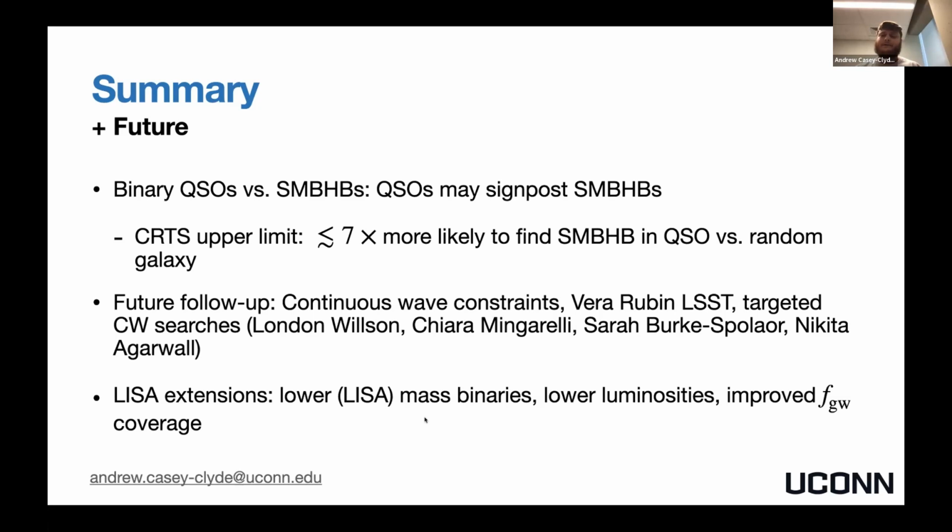The other things that we're excited about for future directions for this kind of work would actually be in LISA, looking at lower mass binaries and lower luminosities in tandem with Vera-Rubin LSST, as well as just the improved coverage of frequency here. As I mentioned towards the beginning, we need nearly decade-long baselines for the pulsar timing array band. But in LISA, we would need much shorter baselines, since we would expect to see a lot more of those oscillations in a relatively short period.